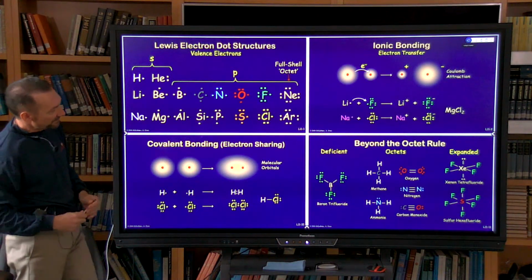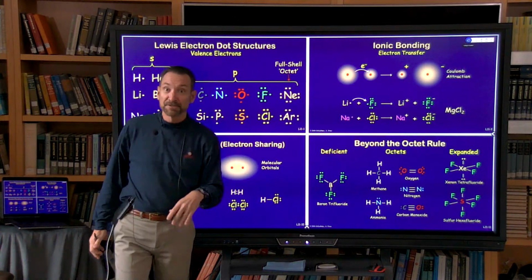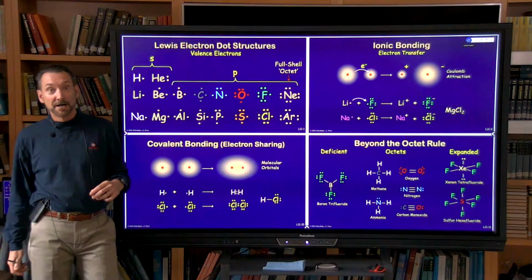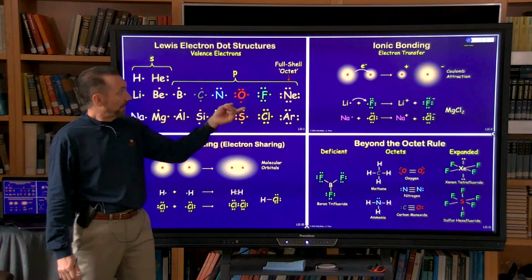Oh, cool. So next topic. Now we are going to talk about bonds. And we're going to talk about bonds first in terms of very simplistic formalism. This is electron dot structures.